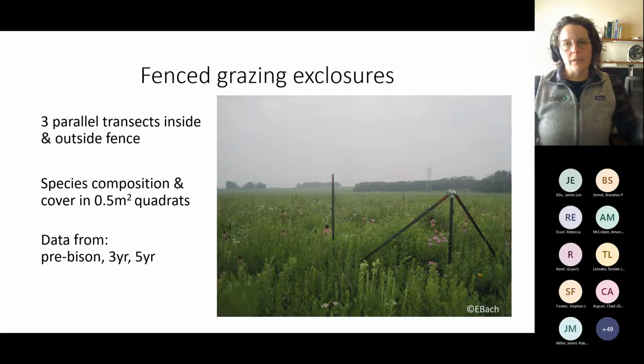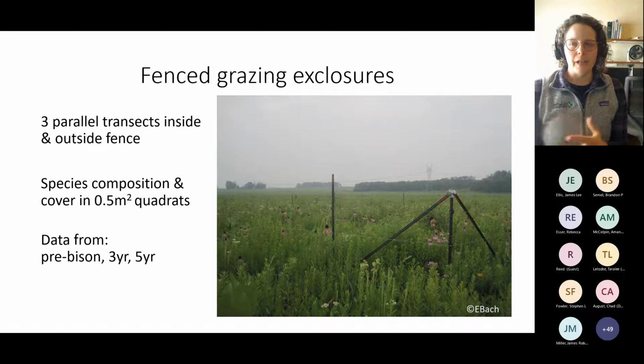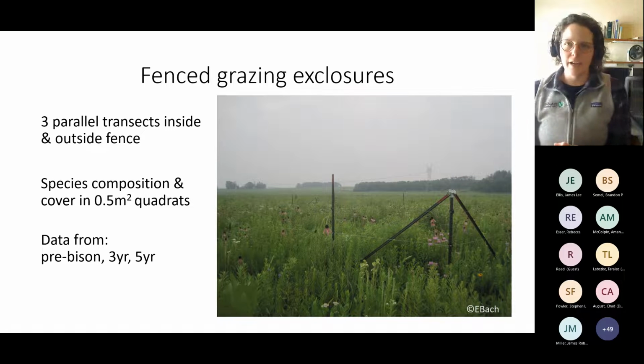And we were able to collect baseline data, and by we, I guess I mean others, collected it in the pre-bison data. So we have year 0. We know what these communities looked like before any bison set their hooves on Nachusa Grassland. And then we've been able to revisit them. In this talk, I'll be talking about the year 3 and year 5 data to track these changes. And this allows us to track the bison impact, but also the changes over time because we have that baseline data.